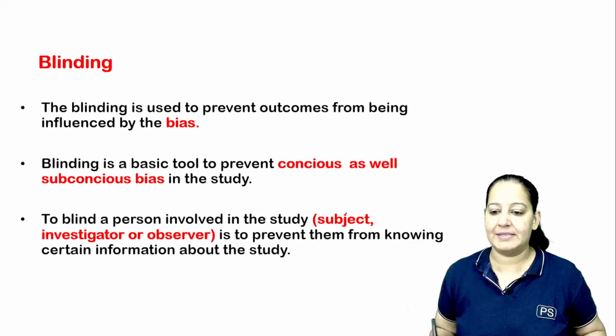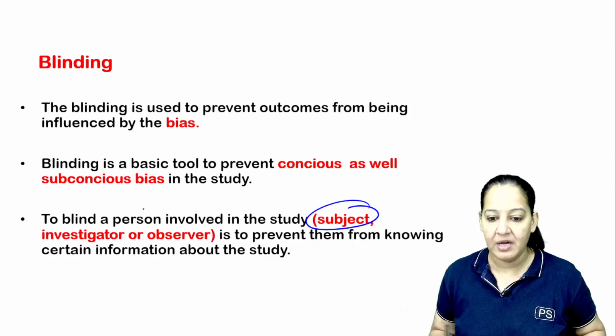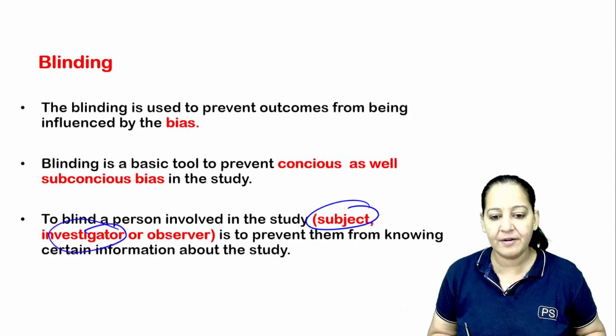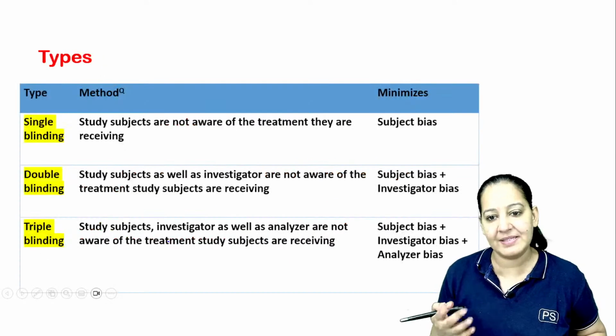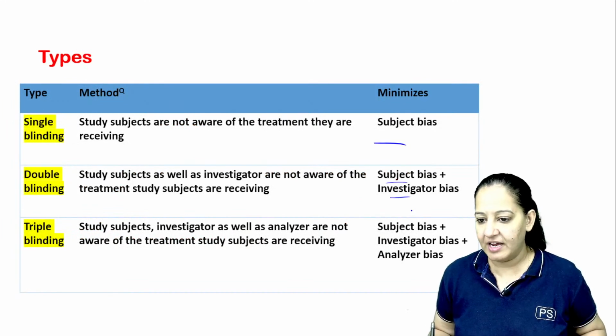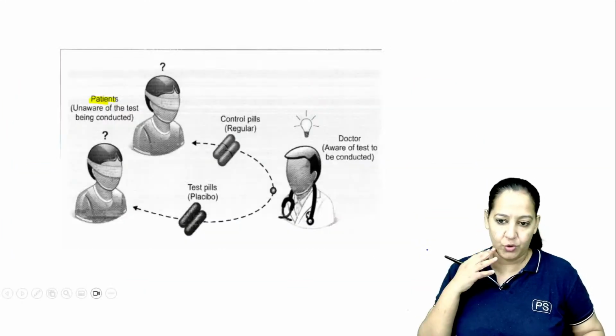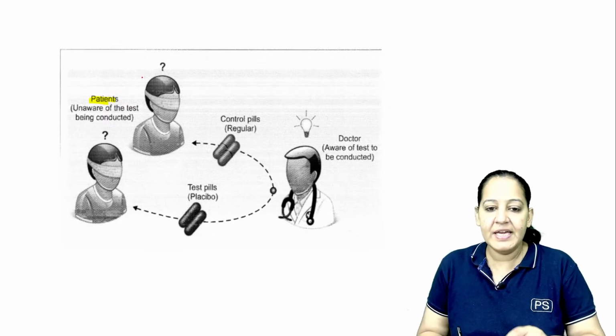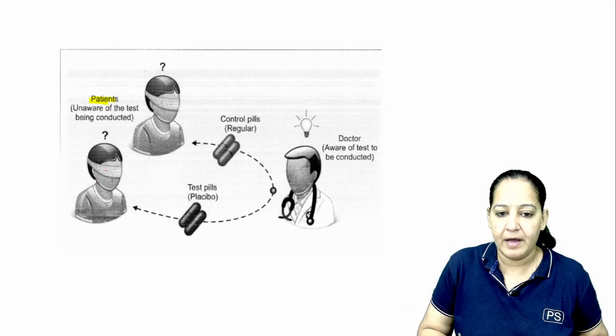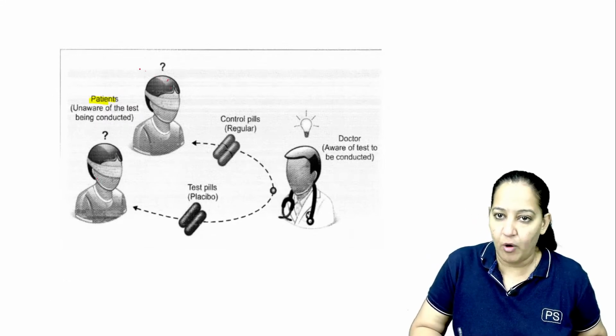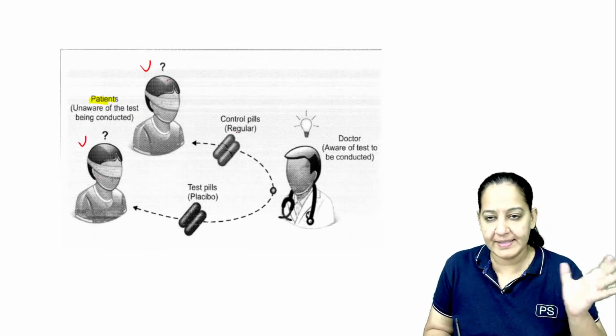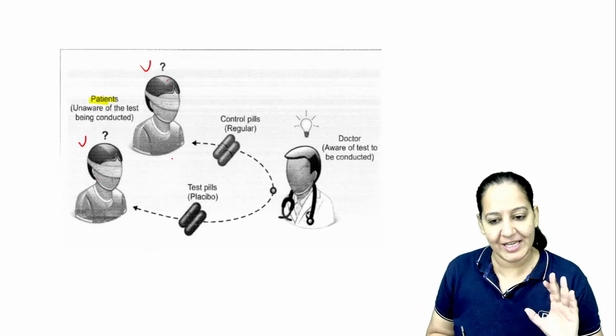There are three things: the subject, meaning the patient, the investigator, and the third person is the analyzer. Subject, investigator and analyzer. Let me show you the diagram. Can you see? These are the two volunteers in a clinical trial, an experimental trial.